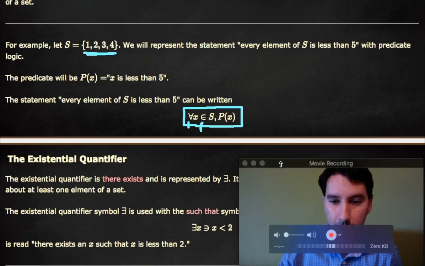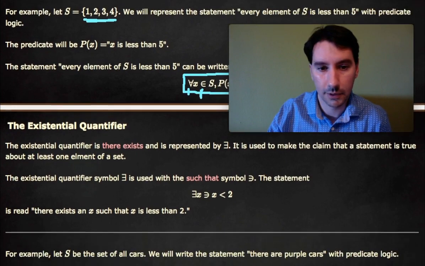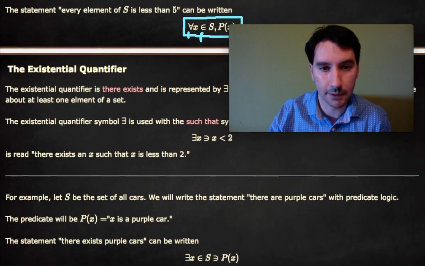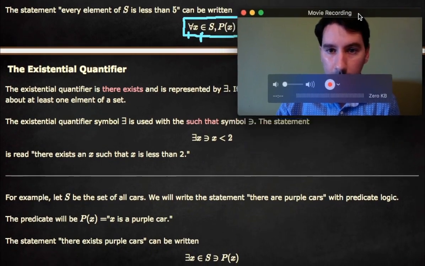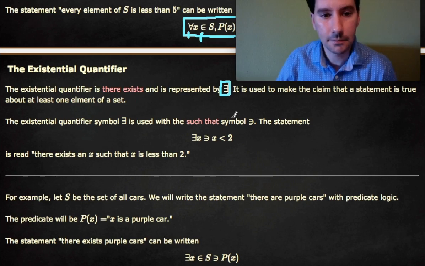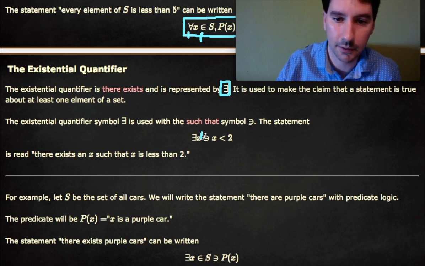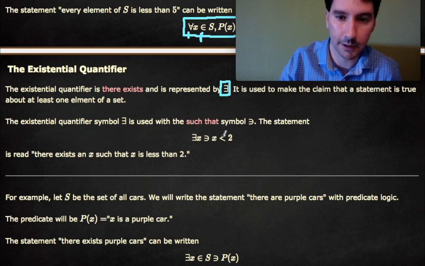The other quantifier is the existential quantifier, which is "there exists," or "there is." And it's represented by this upside-down E symbol. So we can use this to make statements about an element of a set. We could say there exists an x such that x is less than 2, and this backwards symbol is "such that." So it's always paired with the existential quantifier.